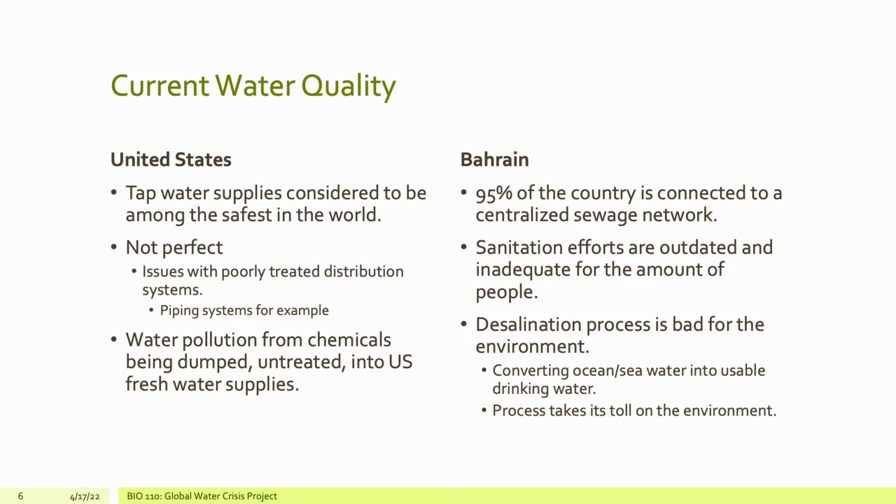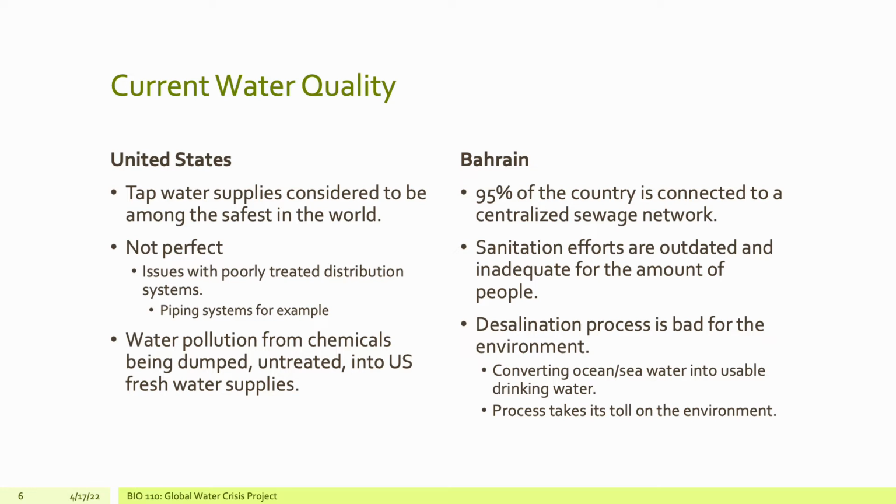So, and then here are the two countries separated out. So in the United States, tap water supplies are considered to be the safest in the world, but we are not perfect. Some issues could be from poorly treated distribution centers, basically the piping systems, basically the way we get fresh water here in the United States, or drinking water. Those pipes and stuff can be contaminated. They could be rusted, corroded, broken. Dirt can be getting in there. That could not be safe.